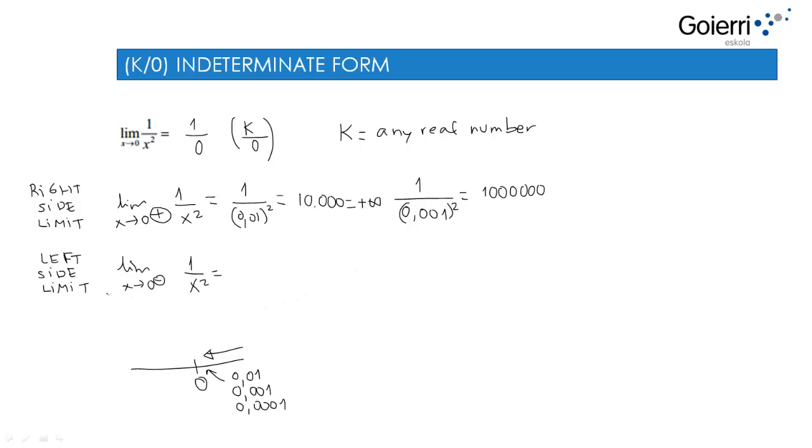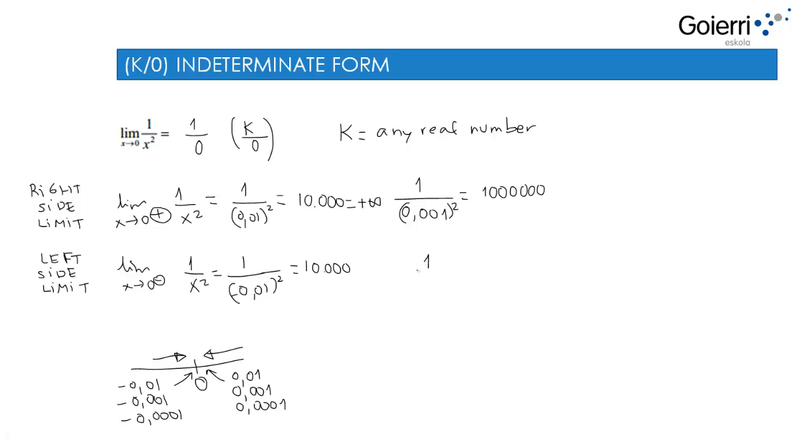So for the left side limit, we are approaching 0 from the left side. So we are taking values a little bit smaller than 0. For example, negative 0.01 or negative 0.001 or negative 0.0001. So if I take the first one and plug it into my function, this is positive as well, so 10,000.